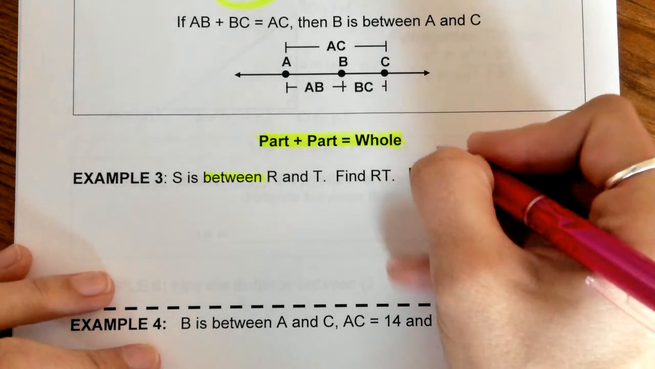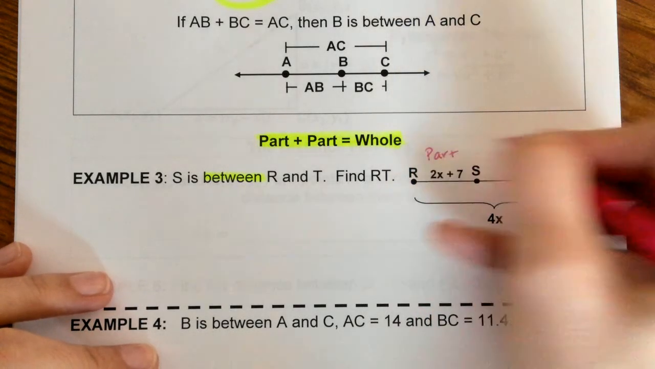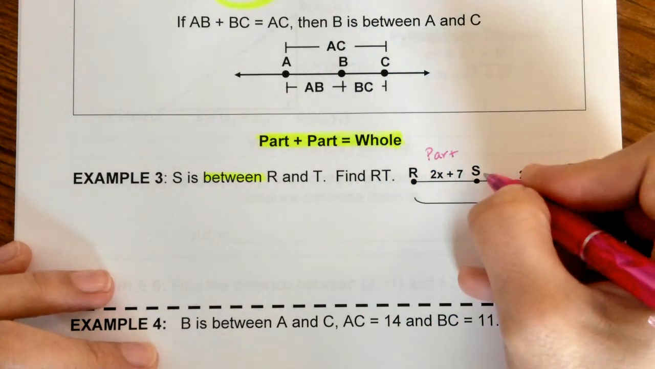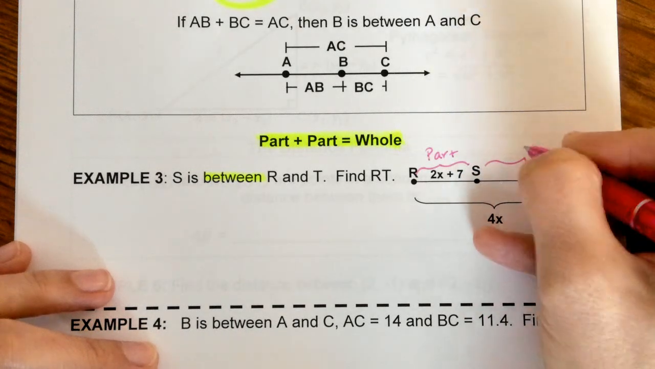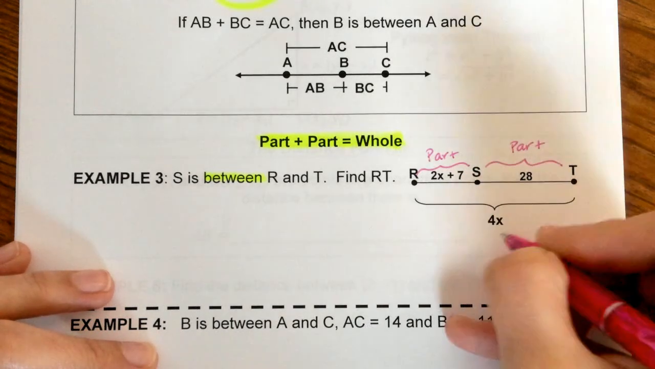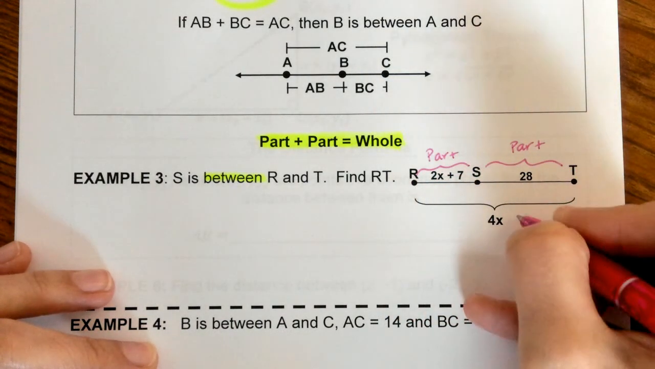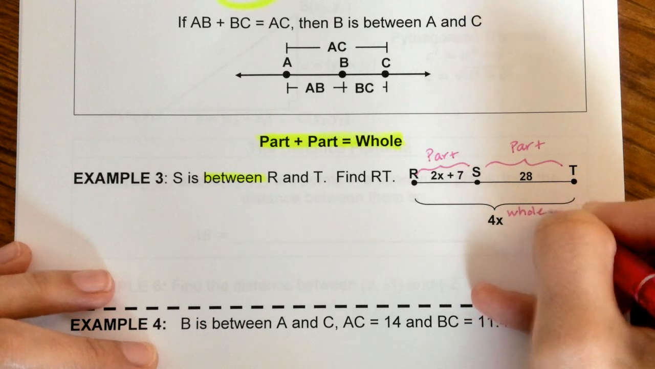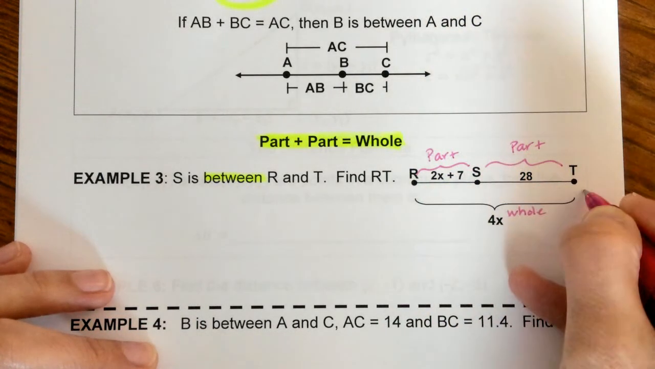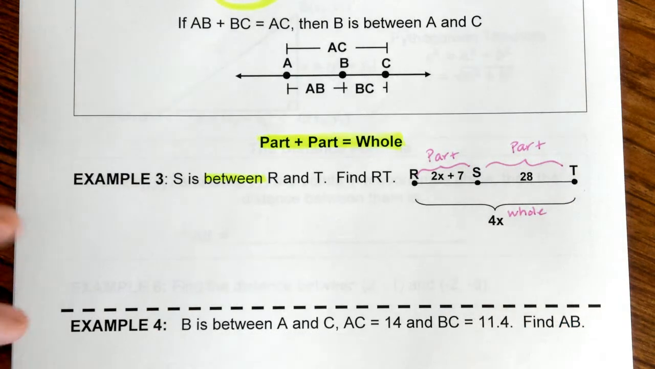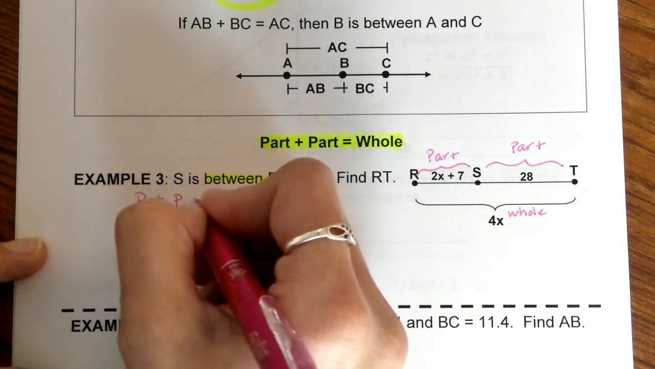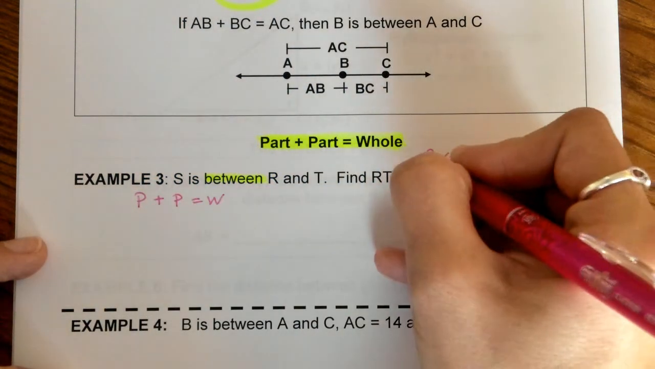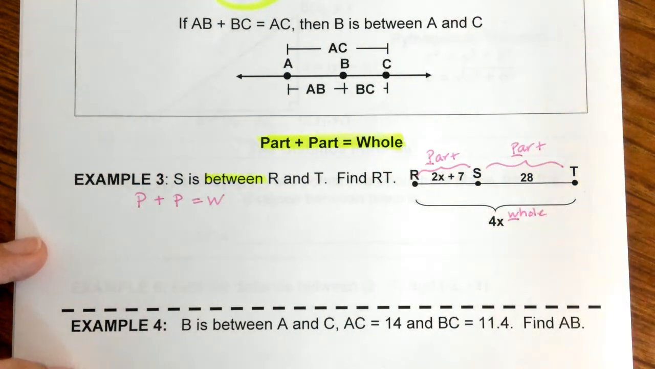So what we have here is we have a part, RS. We have another part, ST. And then RT is the whole. So we do our part plus part equals the entire thing. So here we'll do P plus P equals W. The part plus part equals whole.